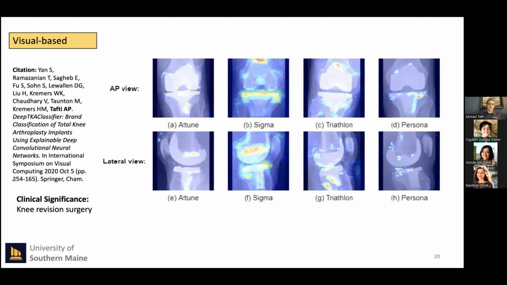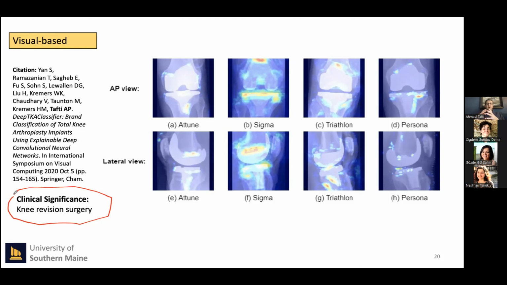So within the next example, I would very much like to highlight some of our work in terms of visual-based computer vision strategy in medical image analysis, and particularly for total knee arthroplasty. In this work, we wanted to distinguish 4 different implant types using only plain radiographs. The clinical significance of this work was in terms of knee revision surgery. When our surgeons want to do revision surgery for a patient, first of all, in preoperative surgery, they need to understand and know exactly the implant type of the previous surgery.